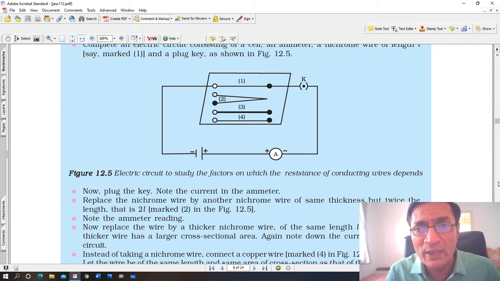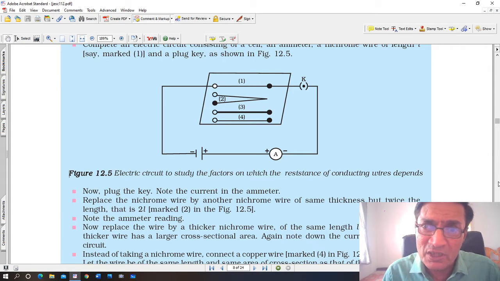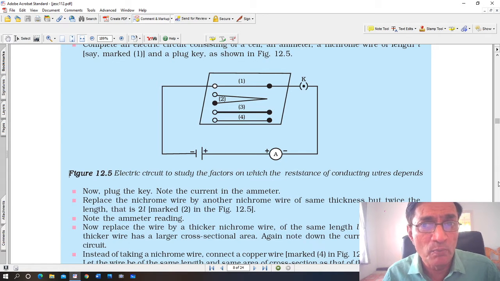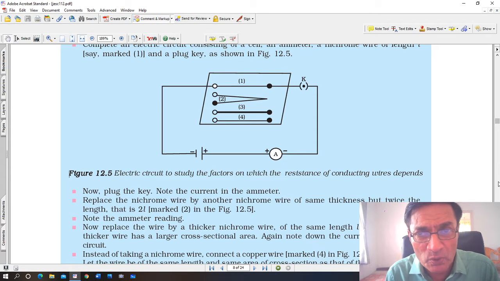Directly proportional to the length of the wire means what? Longer the wire, more the resistance and less the current flowing through it. Current and resistance are inversely proportional. If you want higher current, then the resistance should be less. If you want less current, then the resistance should be high. It's opposites, inverse.